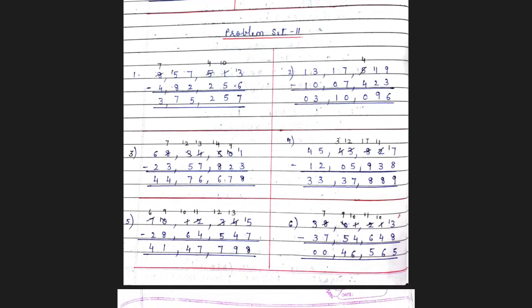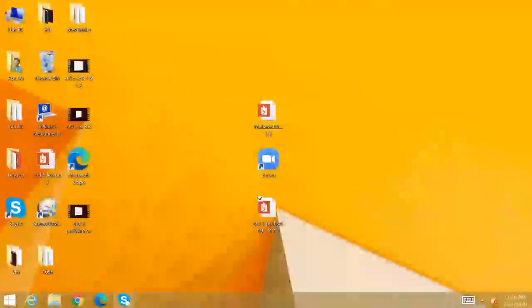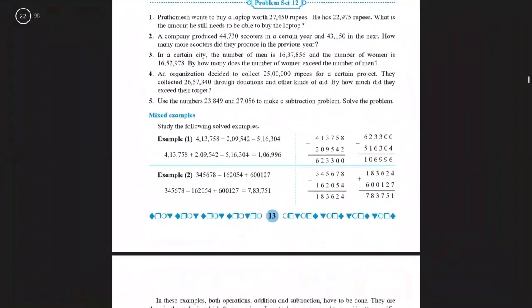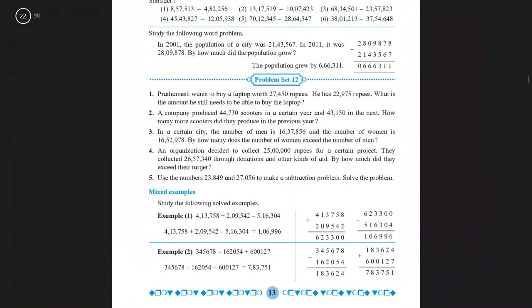Practice all these sums properly and understand and do. Okay. We now go to the next exercise, which is problem set 12. Now these are again subtraction sums, but they are statement sums, word problems. First question. Prathamesh wants to buy a laptop worth 27,450 rupees. He has 22,975 rupees. What is the amount he still needs to be able to buy the laptop?